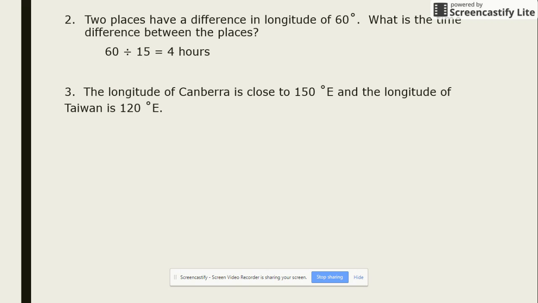The longitude of Canberra is close to 150 degrees east, and the longitude of Taiwan is 120 degrees east. Right, so we know what we're going to do, exactly what we did here. We're going to subtract the 2, get the answer, and divide it by 15. I want you to pause me and try and do it on your own first.